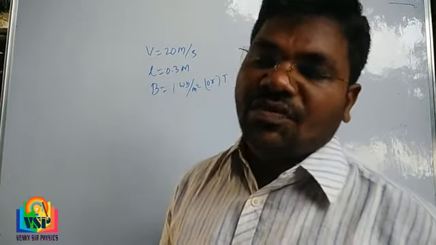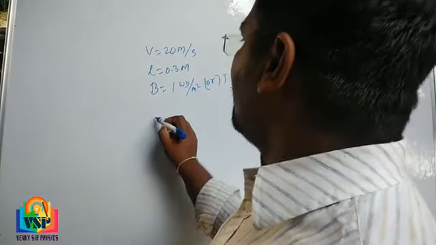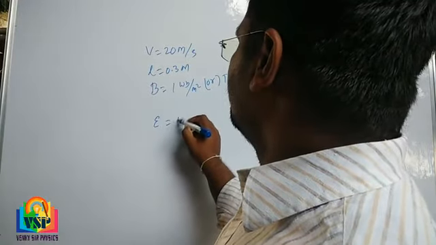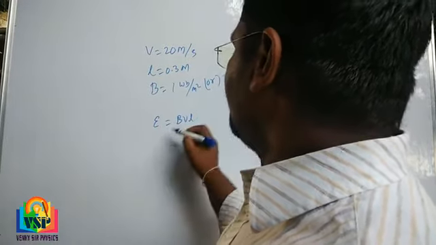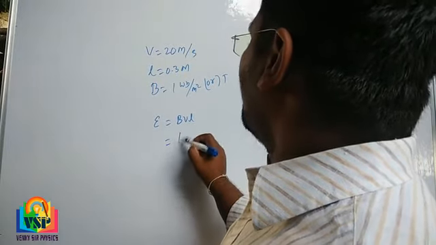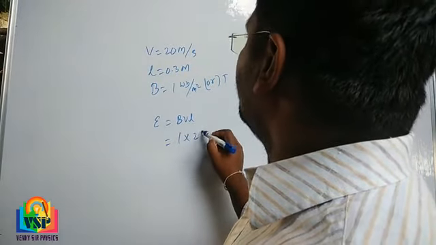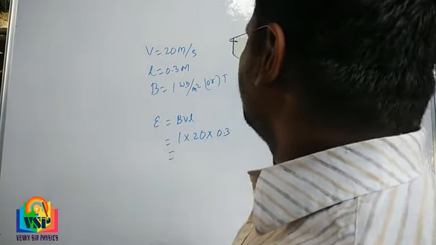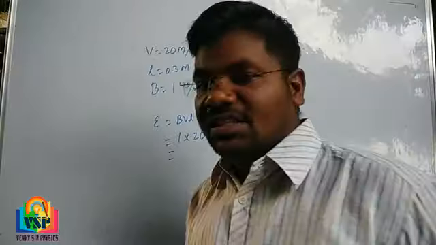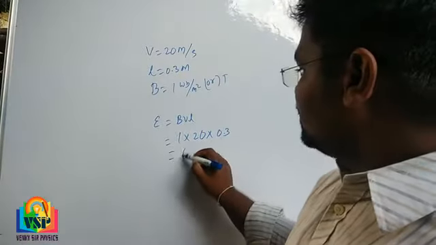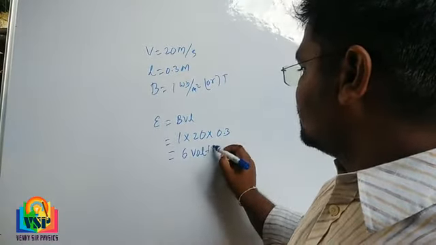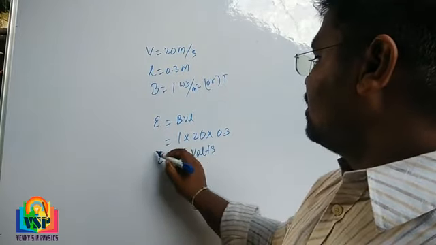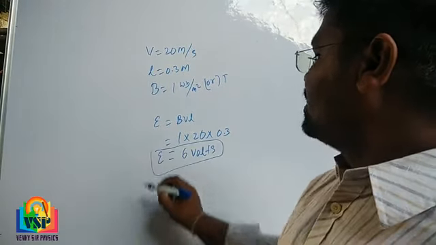How can we find the induced EMF? Based on the formula EMF E is equal to BVL. What is B? 1. What is V? 20, into L, 0.3. So 1 into 20 into 0.3 is 6 volts. EMF E is equal to 6 volts.